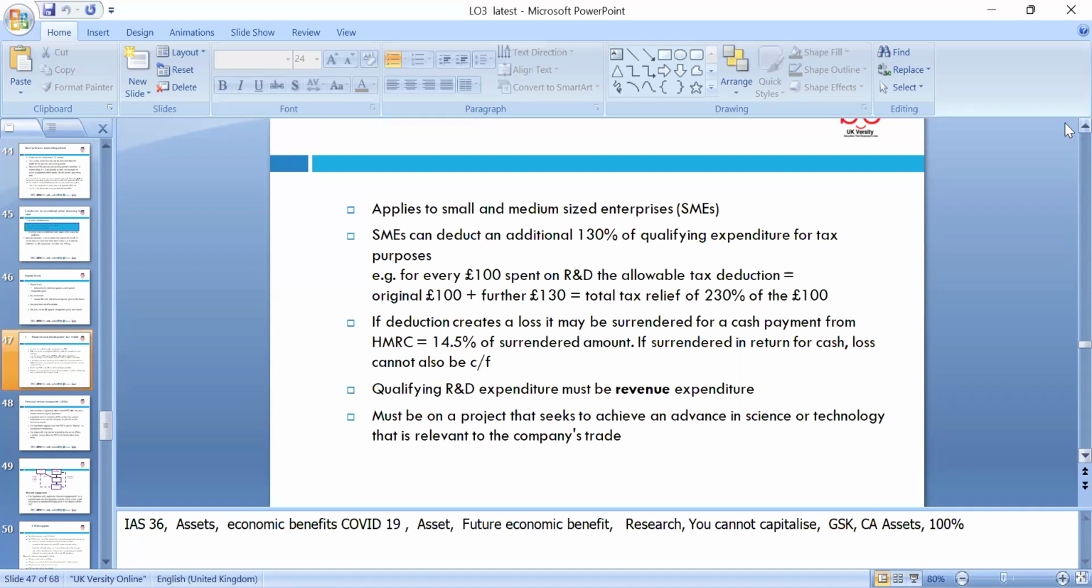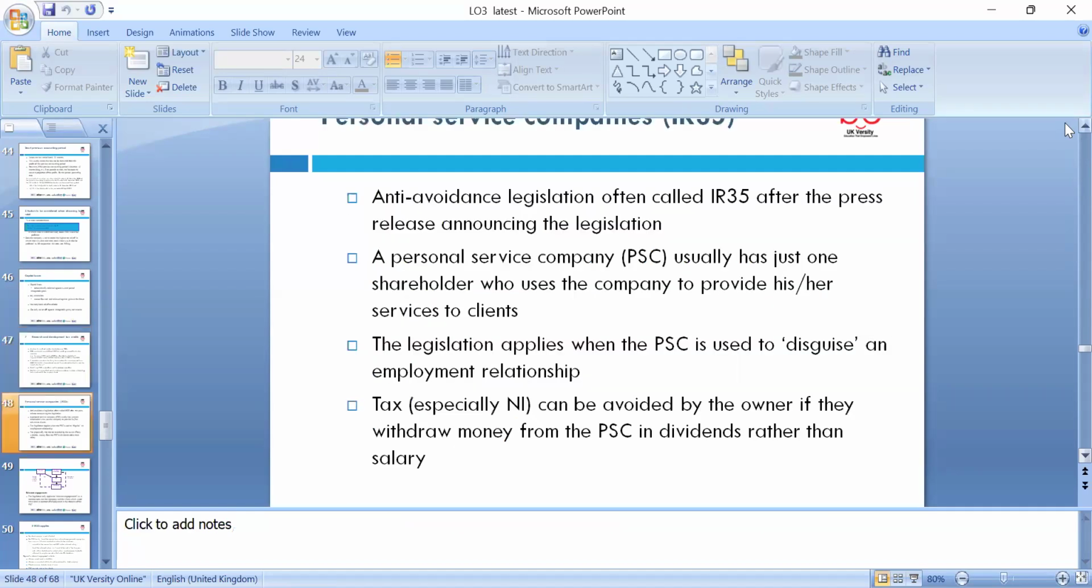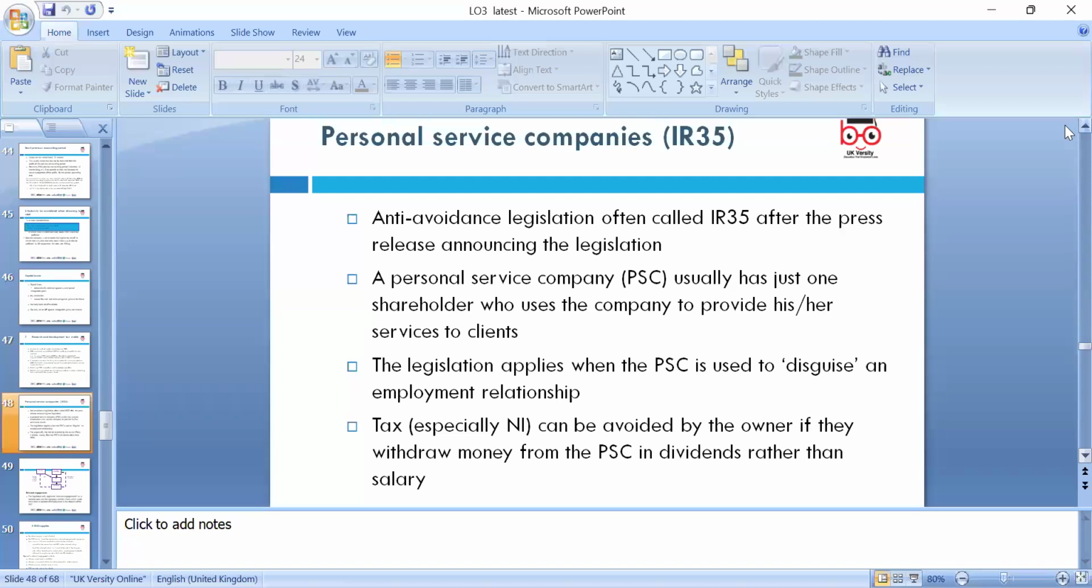We can look around the £100 spent on research and development as allowable. So the original 100 plus a further 130 is a relief, which we can look around according to HMRC. Again, we need to look around each year's. So we can look around the personal services companies. IR35 came after the press release announced the legislation.